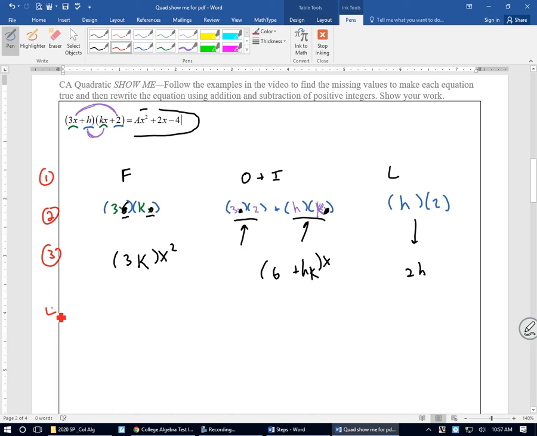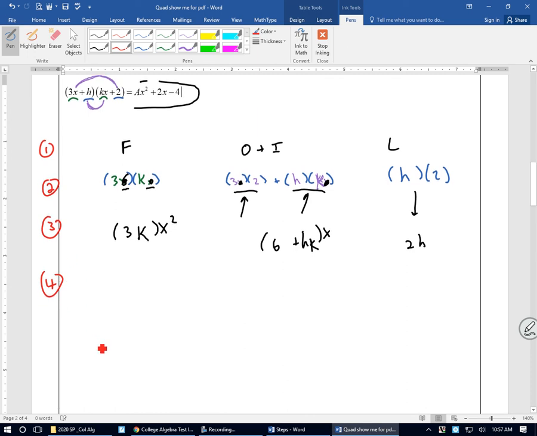Line 4, going back to look at your original sheet, what is line 4? We write what those components equal. From the problem, the x squareds equal ax squared. The x's equal 2x's, and my constant equals -4.